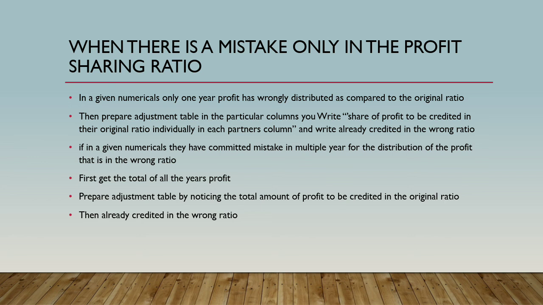That means the original agreed ratio you have to mention every year, and you have to distribute the profit. After that, the wrong part you will also write there: amount of profit already credited in the first wrong ratio, amount of profit already credited in the second wrong ratio, amount of profit already credited in the third wrong ratio. Like that, after that we will compare, right, and we will get the adjusted amount. Clear?